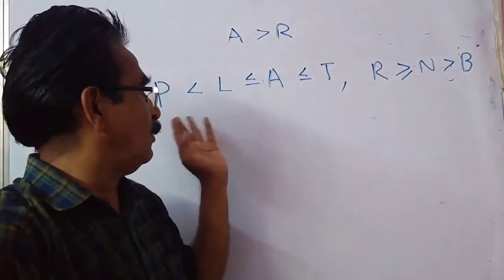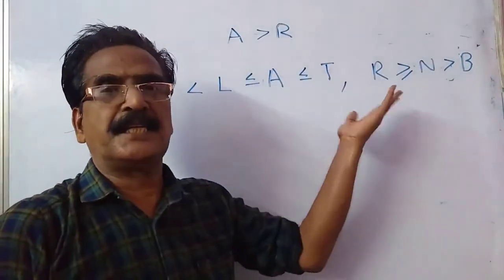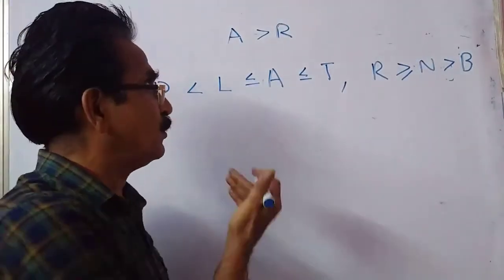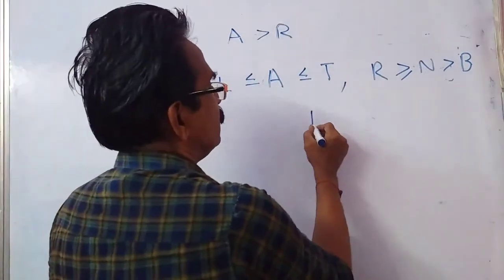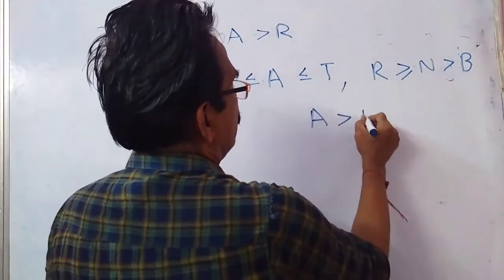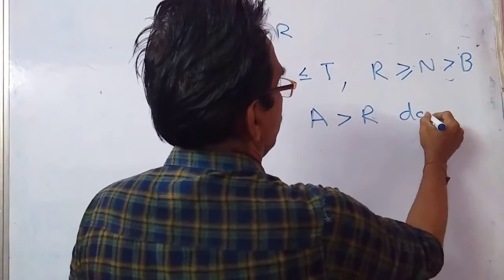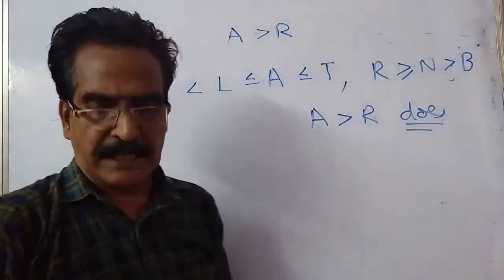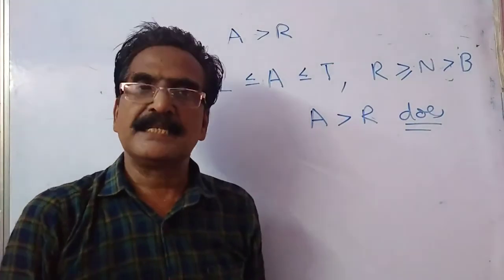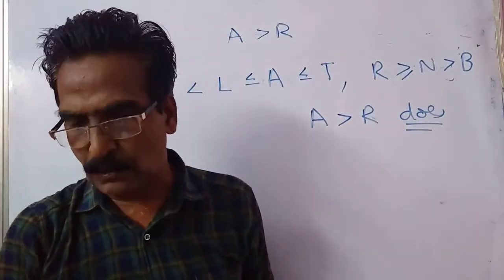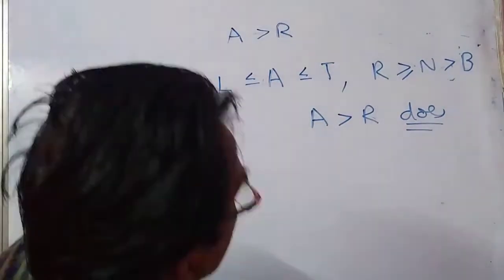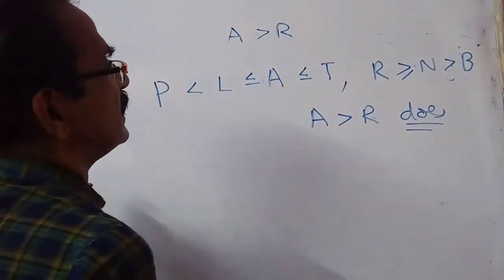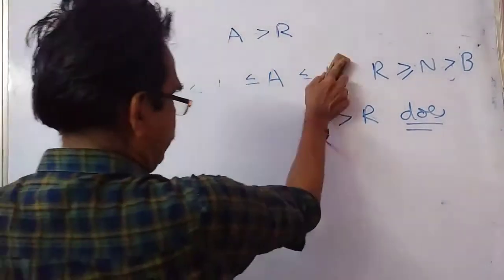Maybe, but we don't know. We cannot establish any relation between A and R. So you can't say A greater than R. So A greater than R does not hold good from these two statements. So this is your option. Fourth option is right. Okay, friends.